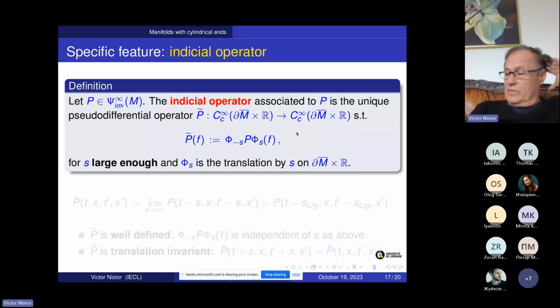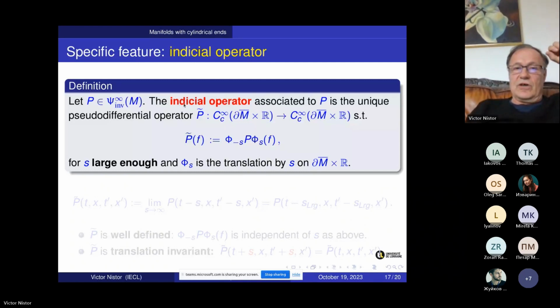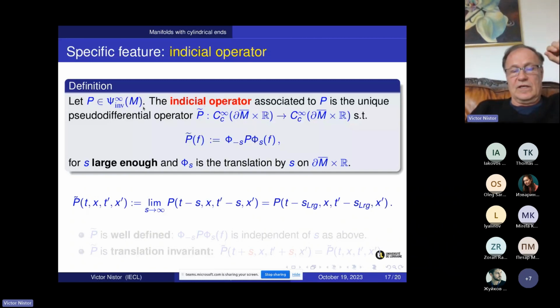And there's one important additional piece of information that many people in the audience, of course, know, which is typical to this situation of either conical singularity or cylindrical ends. This is the indicial operator. So what is the indicial operator? Okay, so let's assume that we have one of these operators that is translation invariant at minus infinity. Its indicial operator is the unique pseudo-differential operator on the doubly infinite cylinder.